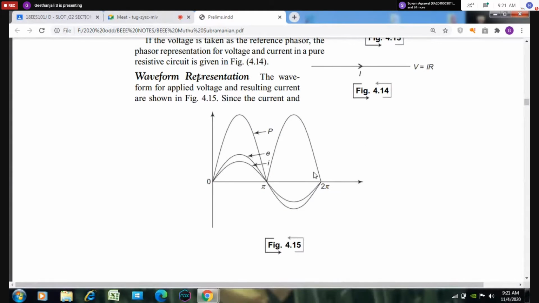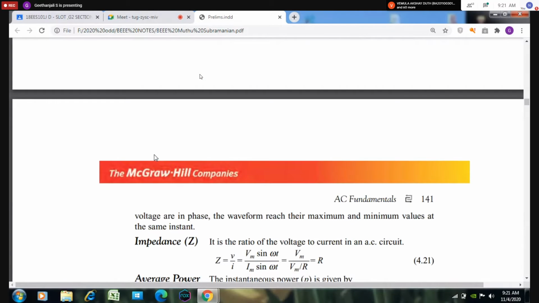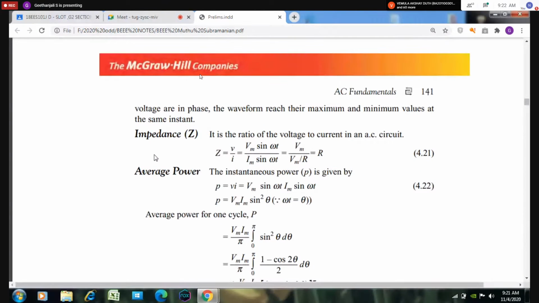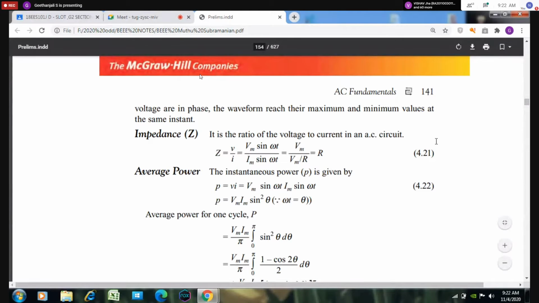The waveforms of the applied voltage and resulting current are shown in the figure. P is power. E or voltage, both are the same. Induced EMF or voltage, both are the same. All of you look here. Voltage and current reach the maximum value at the same time, as well as the minimum value at the same time. That is the meaning of voltage and current being in phase with each other, right?